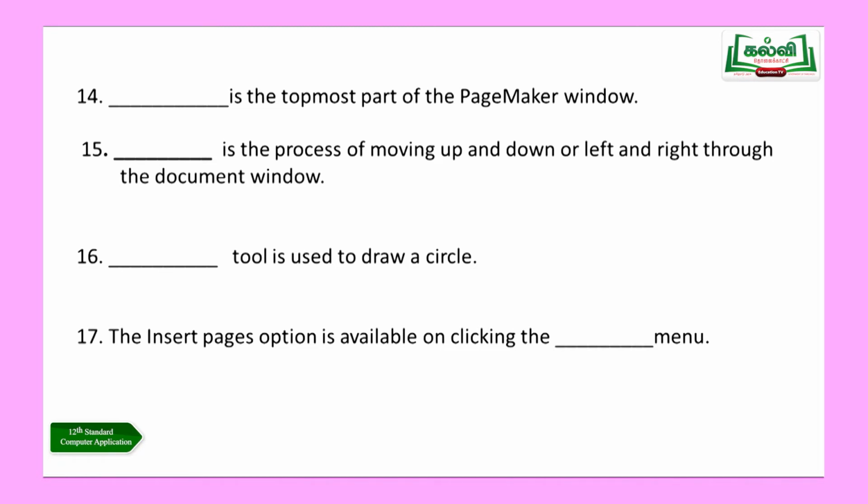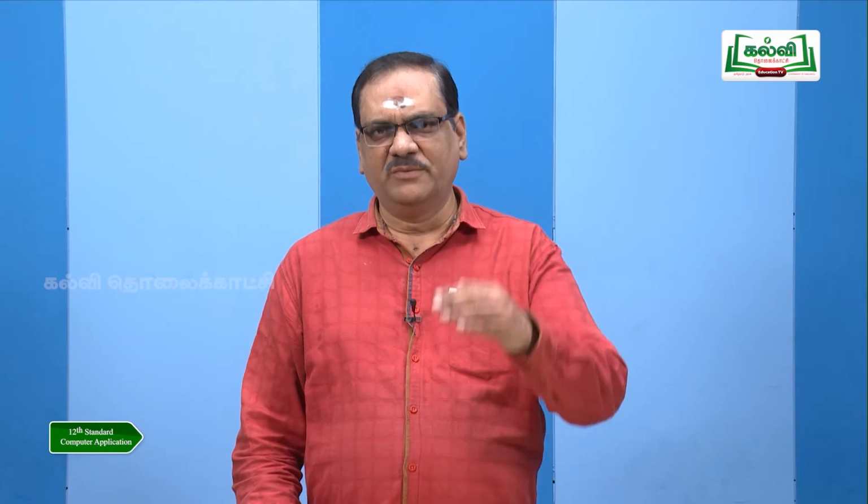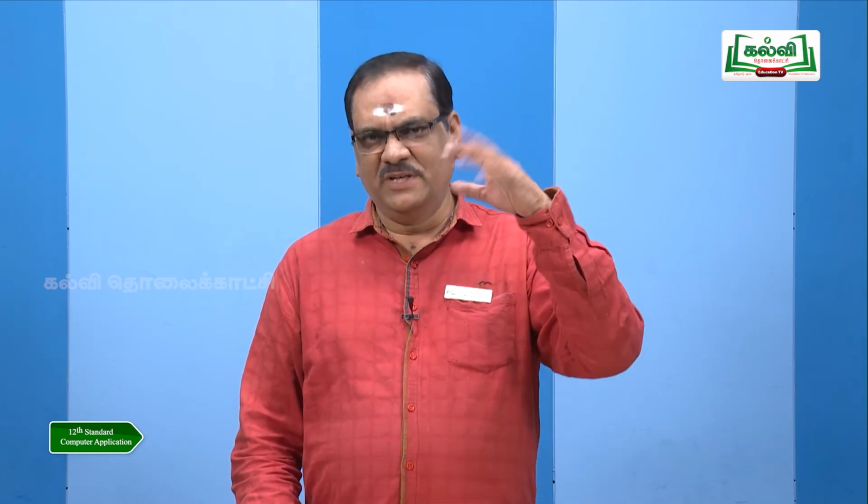Dash is the topmost part of the PageMaker window. It is nothing but the title bar. First you have the title bar, below the title bar the menu bar, below the menu bar the toolbar, and below the toolbar a ruler line. You may ask how I can say this so easily. I am remembering the image in my mind and answering all these things from it. If you keep the image in your mind, you can answer all the questions very easily, right?